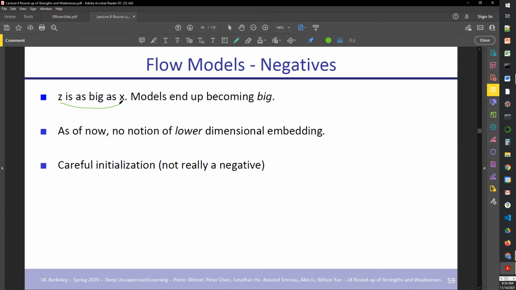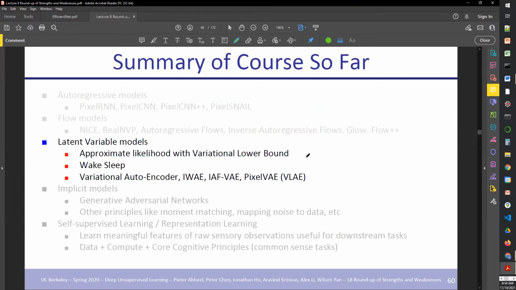The negative, one of them I already mentioned: the Z space is as big as X, so there isn't any reduction, which in turn ends up with the models becoming significantly large, 500 million parameters for the celebrity faces thing. So there's no lower dimensional embedding, and we have to initialize these models in a very deliberate way. I remember there was this thing of using half of them flowing through, and the other half where we use the inverse, and so on and so forth. It's a lot of careful work that needs to be done.